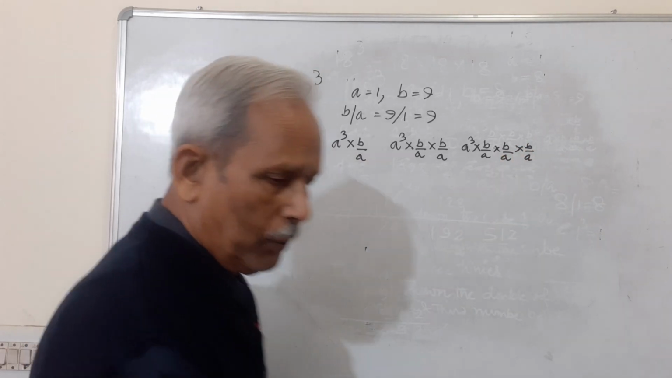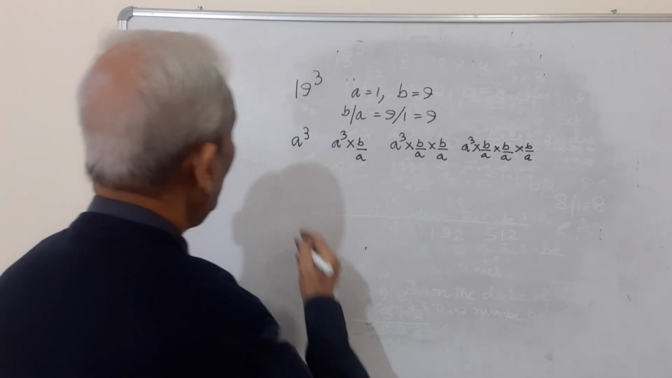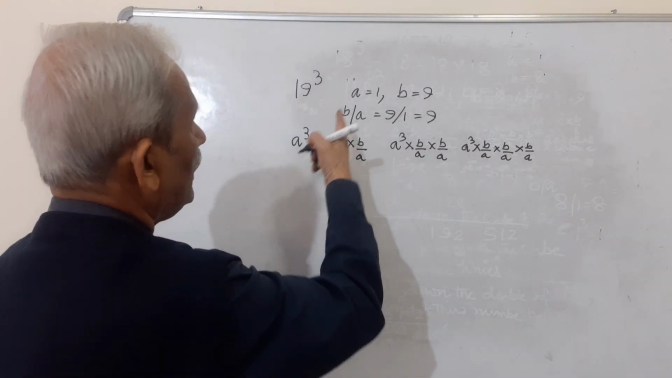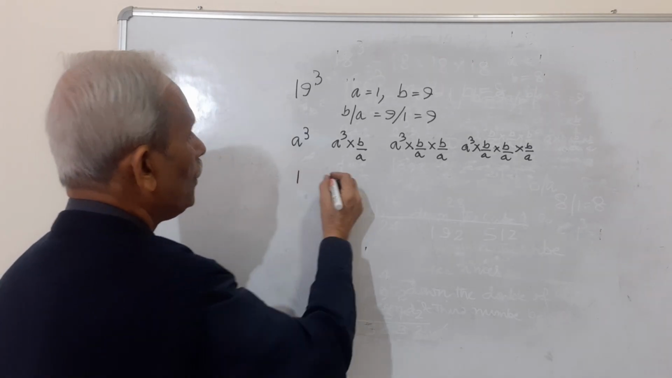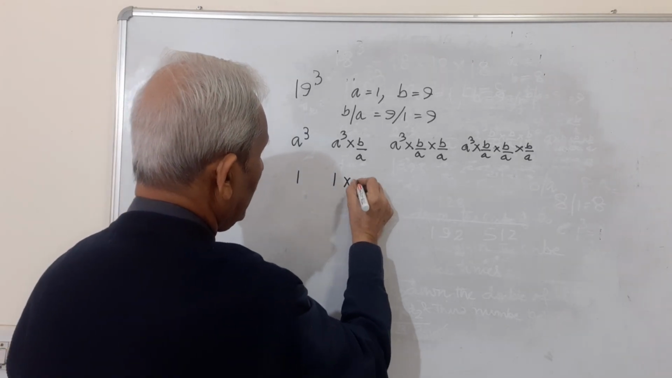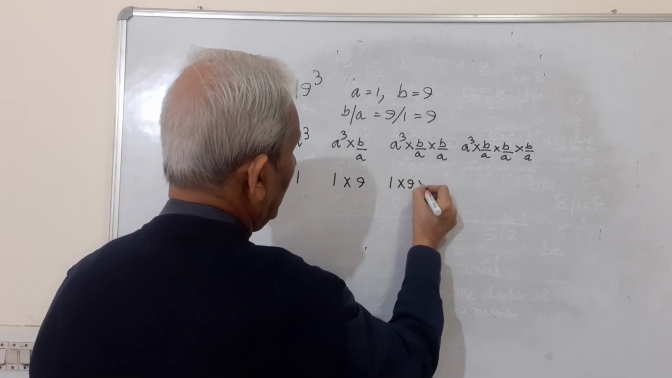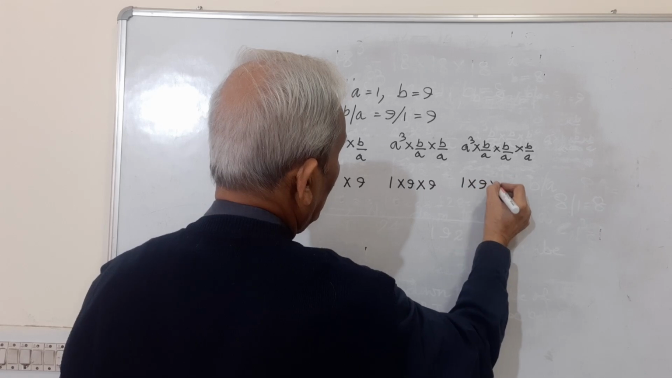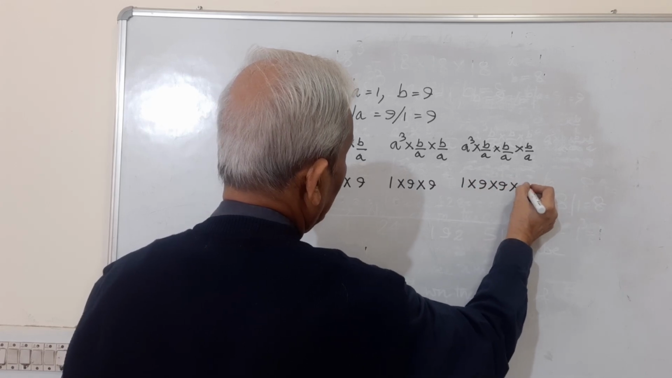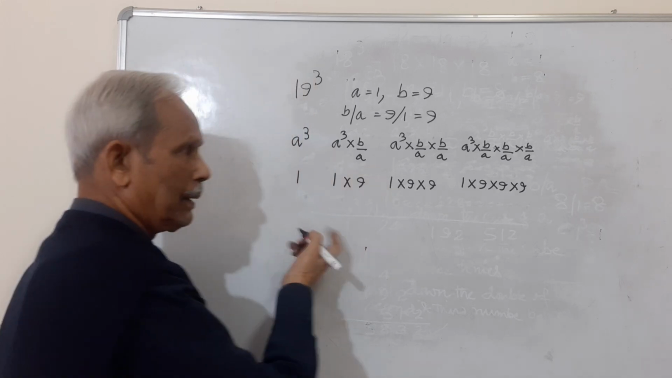Well, a cube, 3 times you are writing. Now a cube here is what? Since a is 1, a cube is 1. a cube into b by a is 1 into 9, and then 1 into 9 into 9, and then 1 into 9 into 9 into 9, 3 times.